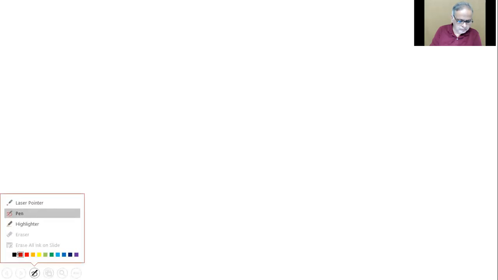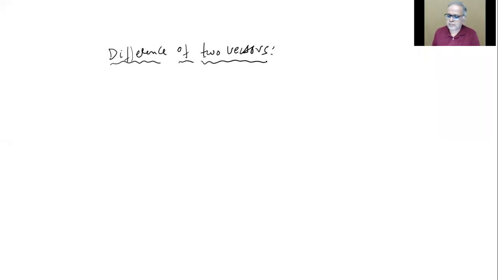Here, difference of two vectors. I'll be talking for some time, but in the middle, if you have any problem, you can just express it immediately.